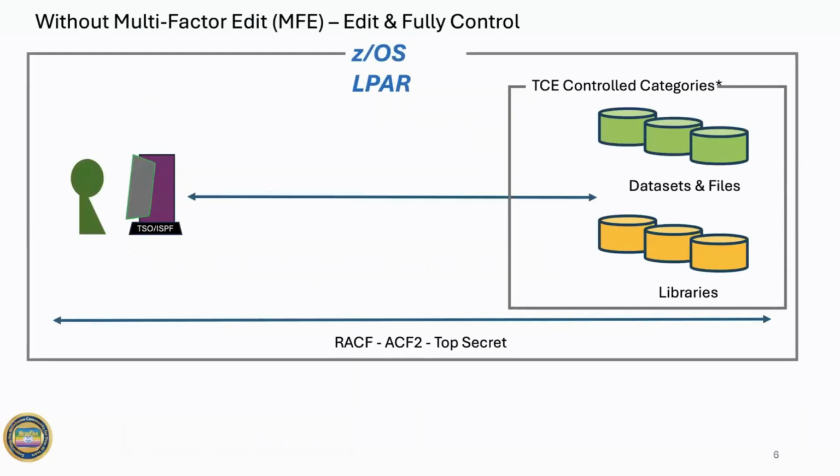Now, to look at this kind of graphically, in a normal TSO RACF environment, or ACF2 or Top Secret, it doesn't matter, the user logs on to a TSO ISPF screen. And I'm using TSO ISPF in this example, but the control editor also covers changes made in batch mode or in some other method where the content of the data set or files is altered. So I'm using ISPF because it's obvious and easy to explain.